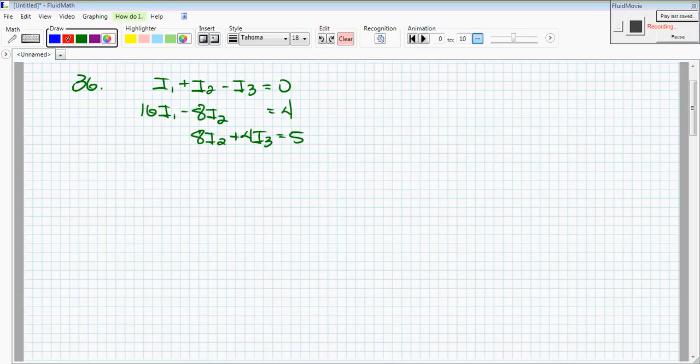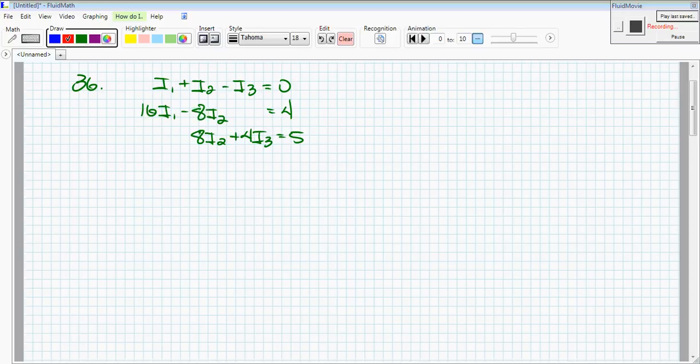Alright, for question 36, it's another word problem, but the system is given. It says using Kirchhoff's law, it can be shown that the currents I sub 1, I sub 2, and I sub 3, they pass through the three branches of the circuit in the figure, satisfy the given linear system. Solve the system to find I sub 1, I sub 2, and I sub 3.